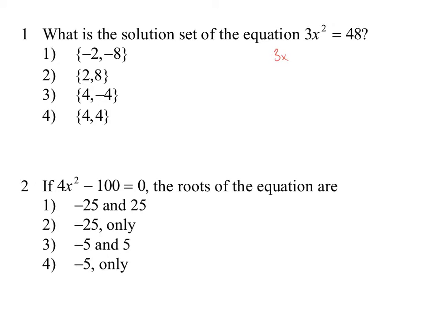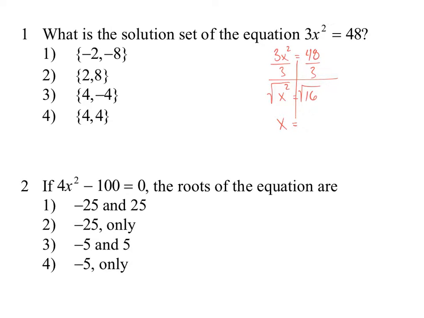So what you're going to do is you have your 3x squared, and you're just using basic algebra to solve here. Divide by 3 on both sides. So you'll have x squared equals 16. And then this is the part that you aren't used to doing probably. So you take the square root of both sides to get rid of this x squared. That's going to leave you with an x over here.